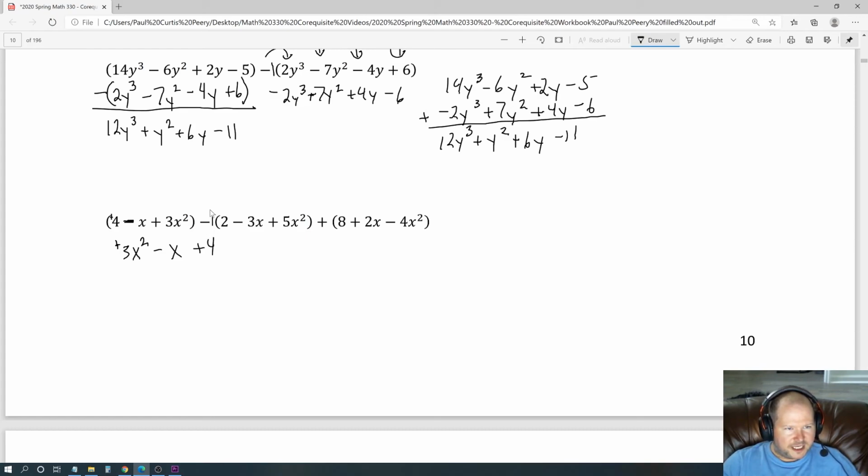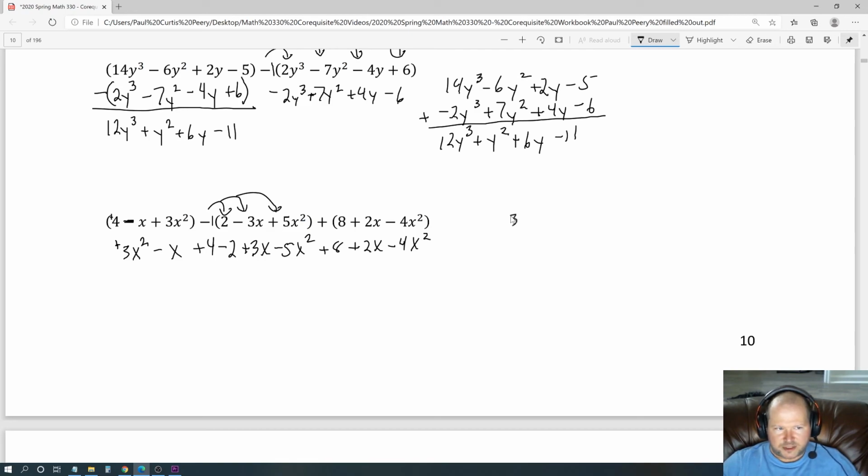I'm going to distribute the negative and flip all the signs. So here we go. Negative 1 times 2 is negative 2. Negative 3 times negative 1 is a positive 3x. Negative 1 times a positive 5x squared is a negative 5x squared. We can distribute that if we want to, but there's really nothing to distribute. Okay. Now at this point, we should be ready for rewriting everything.